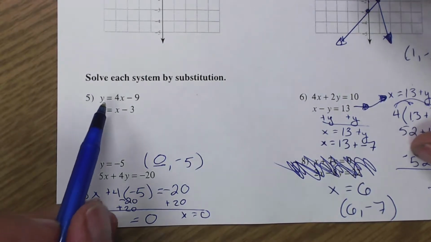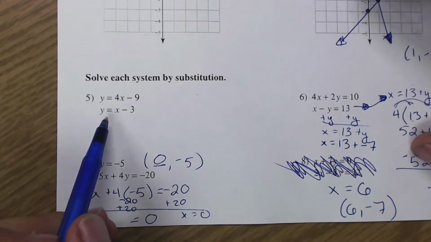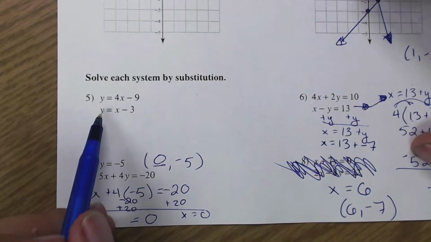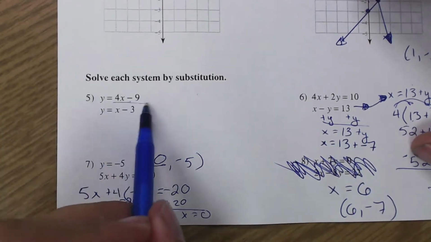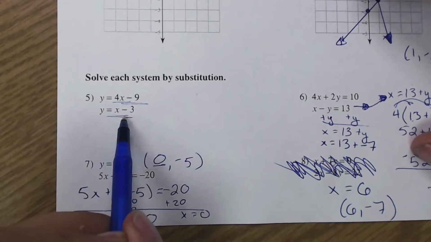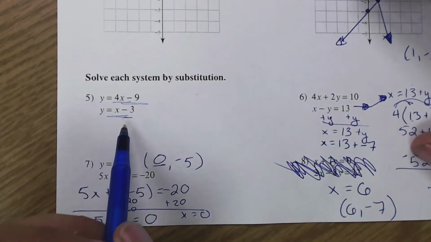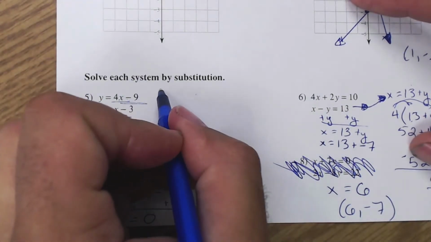Look at number 5. Both equations are already set equal to y. So I can set those two things equal to each other. Because I know this equals that, and the same thing equals this. Well, these two things must equal each other. That's the transitive property if you're trying to keep up with that stuff.